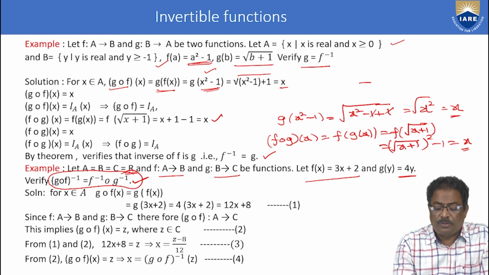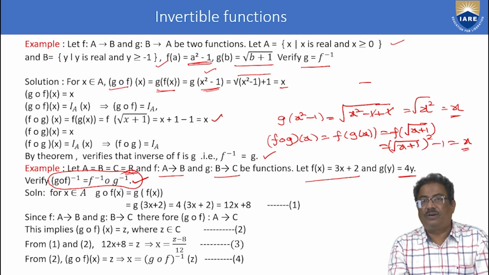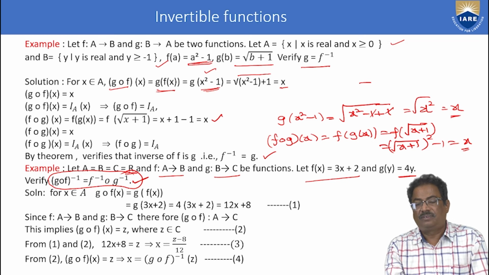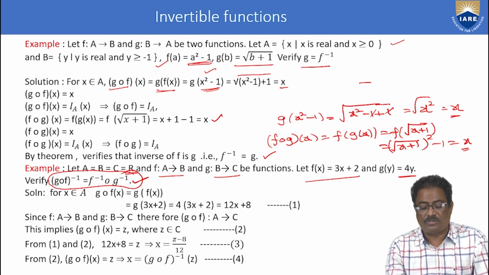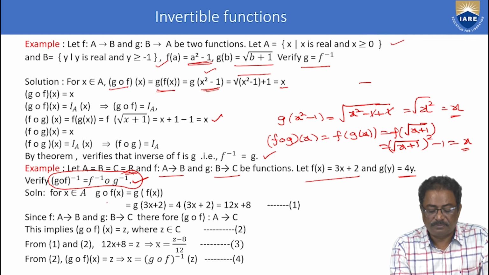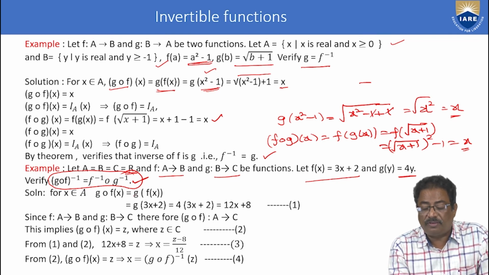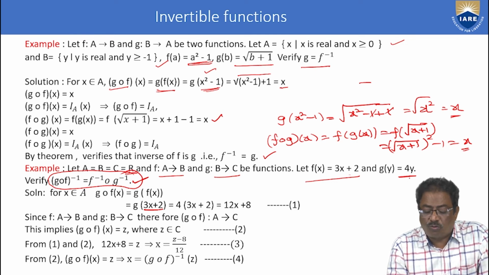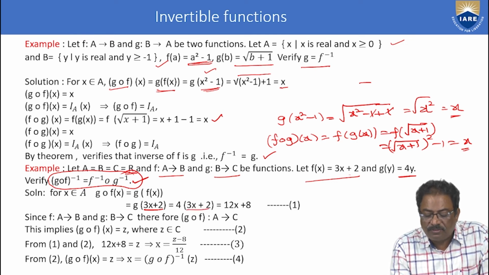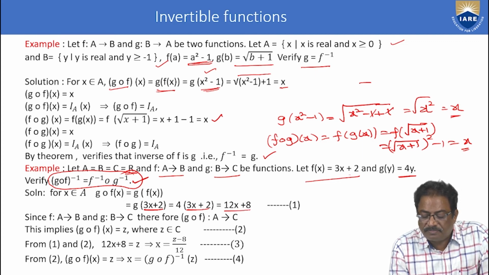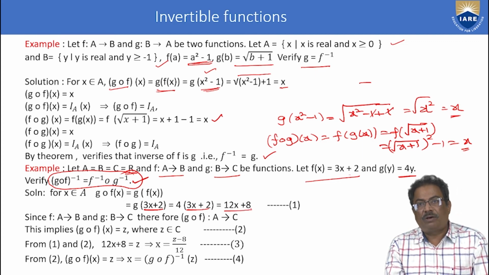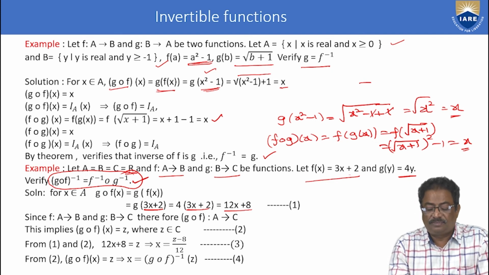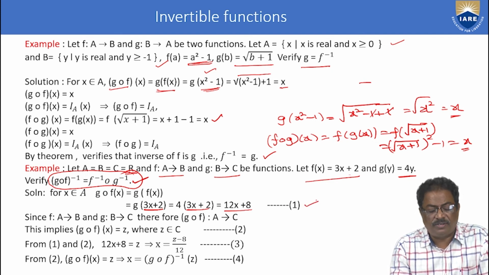First of all, we are going to verify what is g of f, and what is (g∘f) inverse of x. We are going to calculate it. Now, g of f of x: what is f of x? It is 3x plus 2. What is g of y? It is 4y. So 4 into this, I am getting 12x plus 8. Call this equation 1.